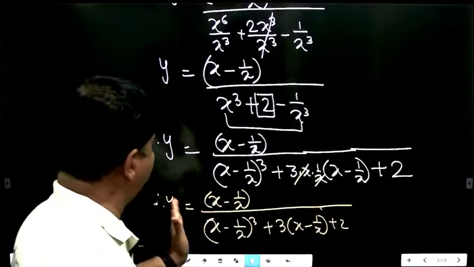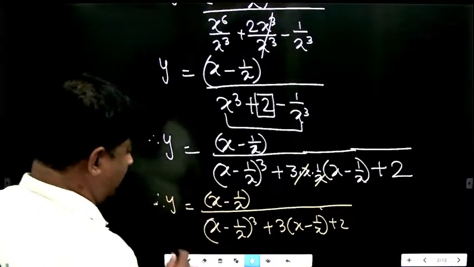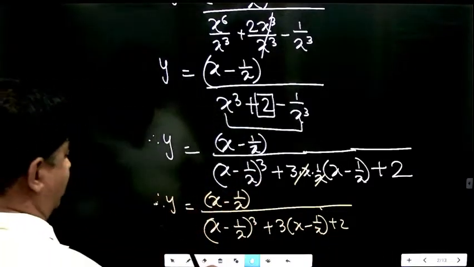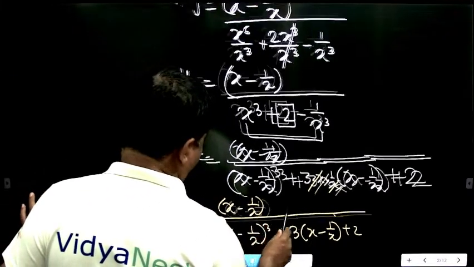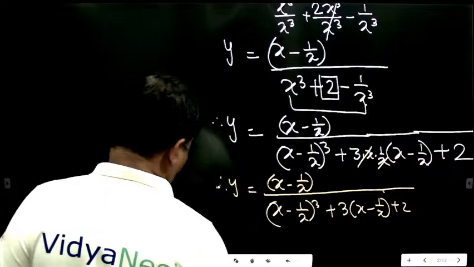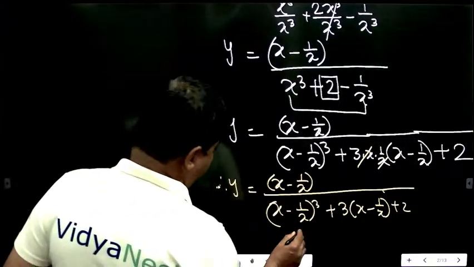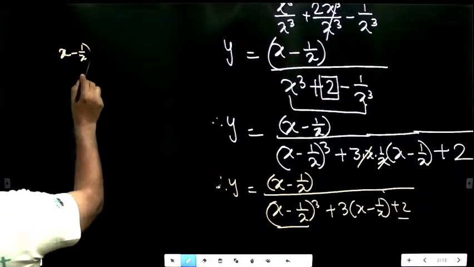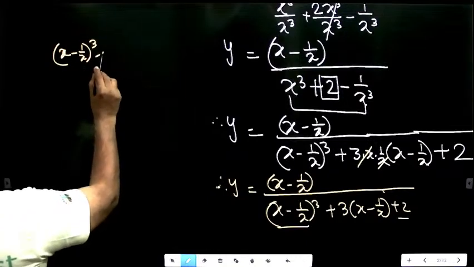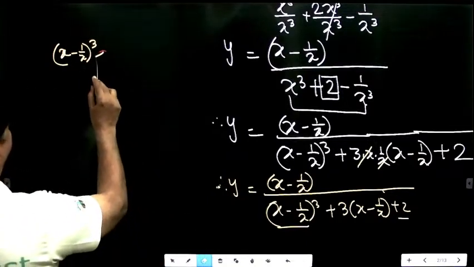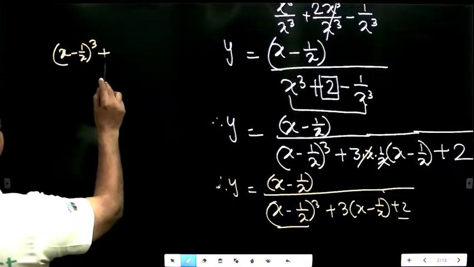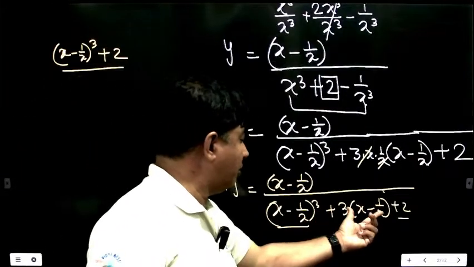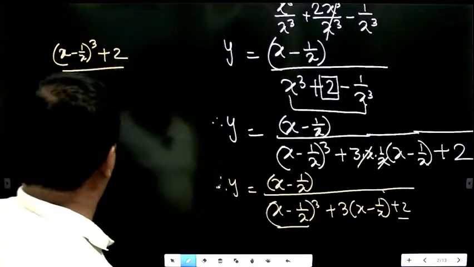See, maximum students will get stuck reaching this step. But we have done sequence and series: arithmetic mean greater than or equal to geometric mean. So we will keep that in mind. First of all, you choose this and this term, x minus 1 by x whole cube, plus 2. Just barring this, I have taken the first and last term. Look at this.